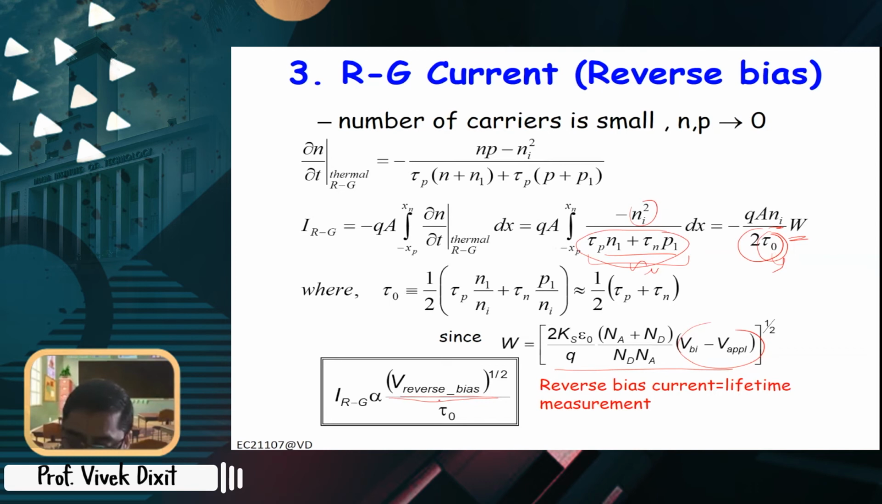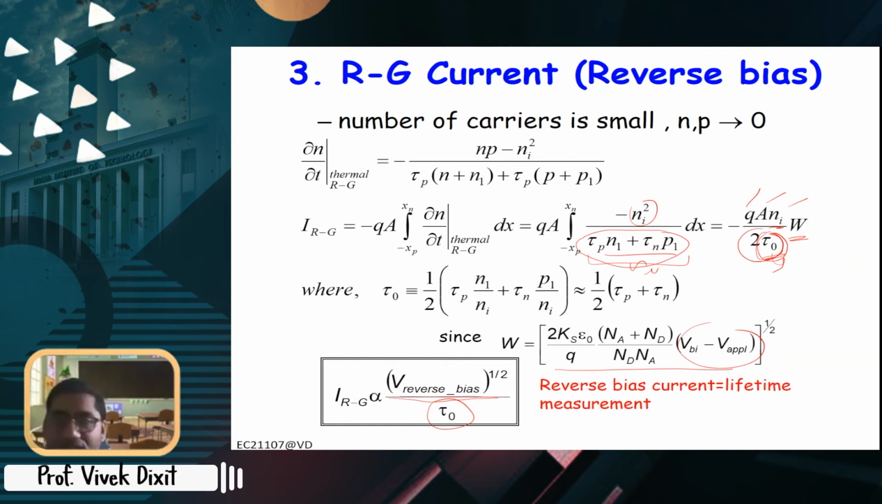And in the denominator this tau naught comes, which you can measure. So if you measure the reverse saturation current with voltage, how it is changing, it will be square root of this voltage, and other factors you can calculate. Ni is known, area of course you can customize, Q is fixed. So from the curve fitting you can obtain this lifetime. So this reverse saturation current can also be used to measure the lifetime, but it will not measure individual lifetime tau n and tau p. It will measure the effective lifetime tau naught.